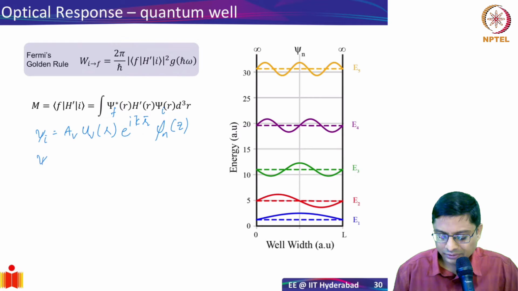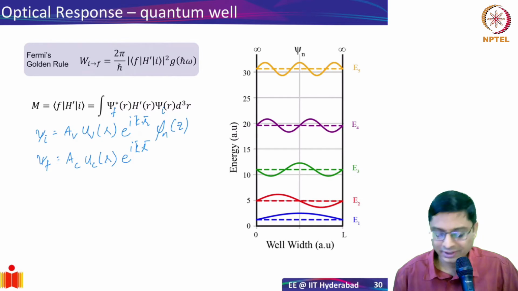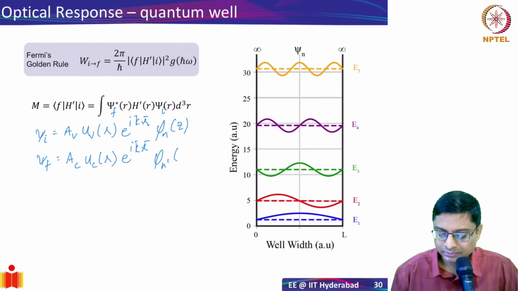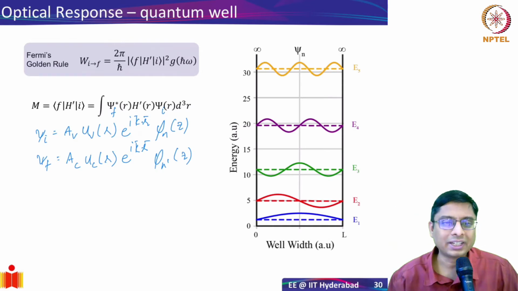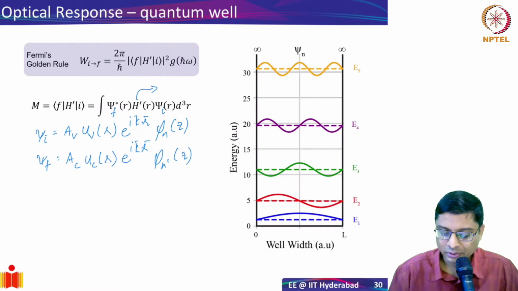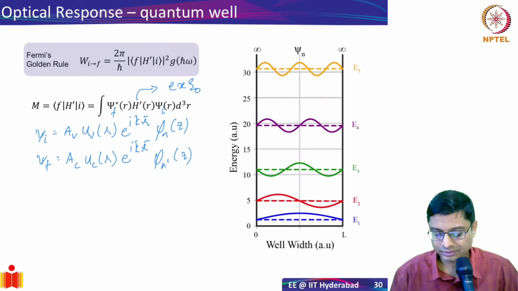Similarly, I can talk of psi f, the final wave function, which is now the conduction band, and there is an envelope function associated with that, exponential ik·r. This is the wave vector because in x and y it can be anywhere, and let's call it phi n prime of z. These are the two wave functions, psi f and psi i. And we know already, if I take an electric field in the x direction, the Hamiltonian is going to be e times charge times x, E naught, right? P dot E is what we said. So Ex E naught is what it is going to be. Now what happens?